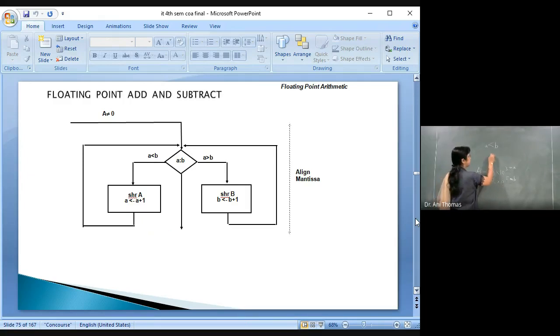So we have 0.06 into 10 to the power 4. This way it will be incrementing. A is shifted right once and small a becomes a plus 1, which shows that your number 0.6 into 10 to the power 3 is converted to 0.06 into 10 to the power 4. And when we go for checking A and B again, we see that A is smaller than B. So your number again will be converted to 0.006 into 10 to the power 5.